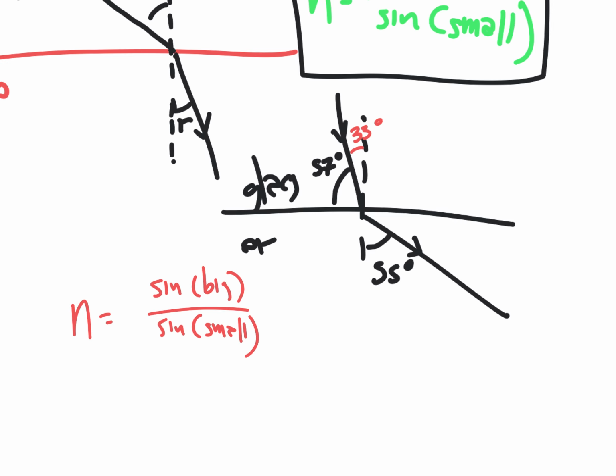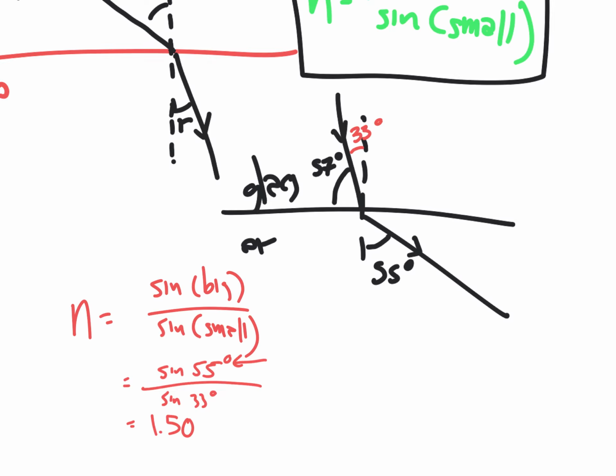What do you get? Well, I'll get sine 55 degrees over sine 33. Don't forget your sine, don't forget this degree over sine 33, right? It works out, right? Big over small. What do we get? I think, if I'm not wrong, what you will get is 1.50 or around there. Okay, give that a try.